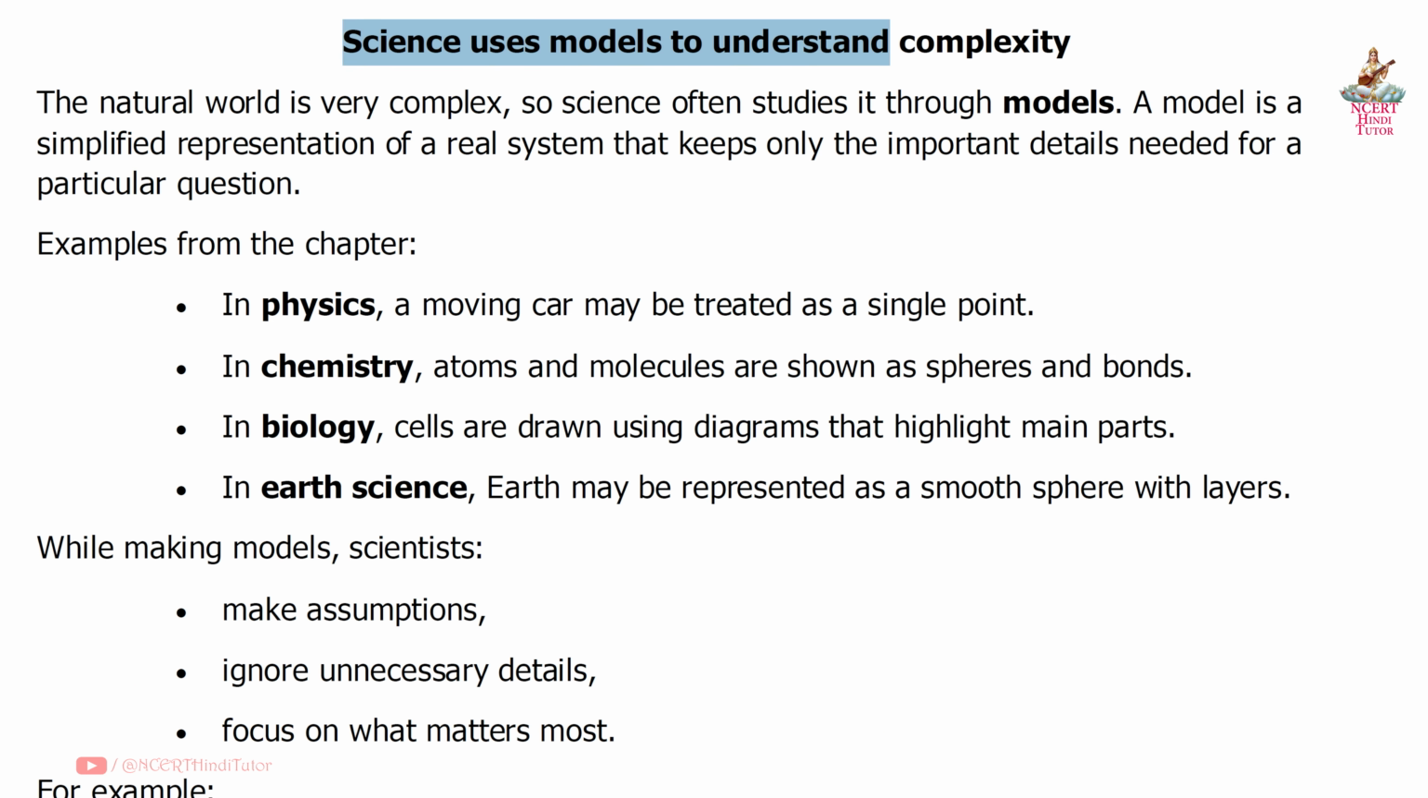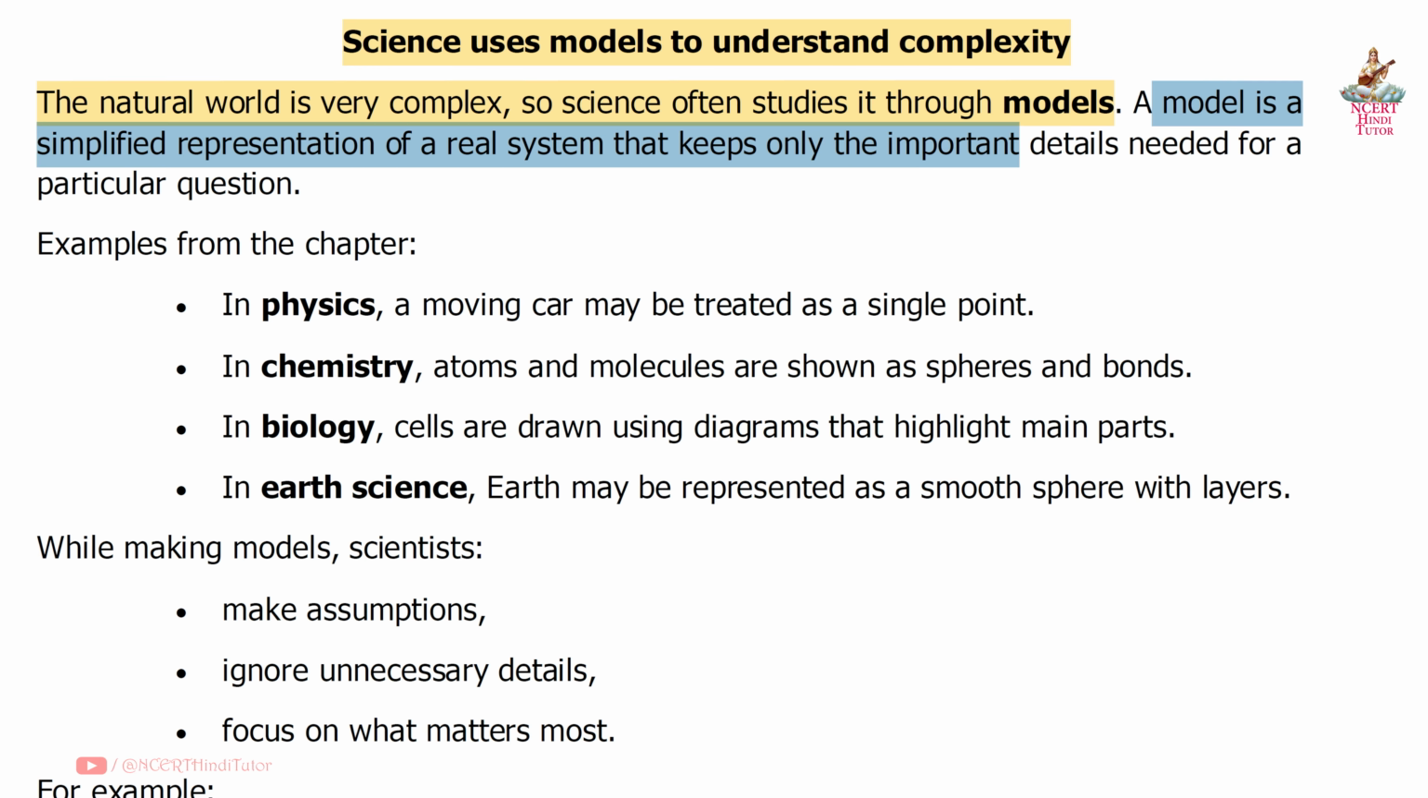Science uses models to understand complexity. The natural world is very complex, so science often studies it through models. A model is a simplified representation of a real system that keeps only the important details needed for a particular question.